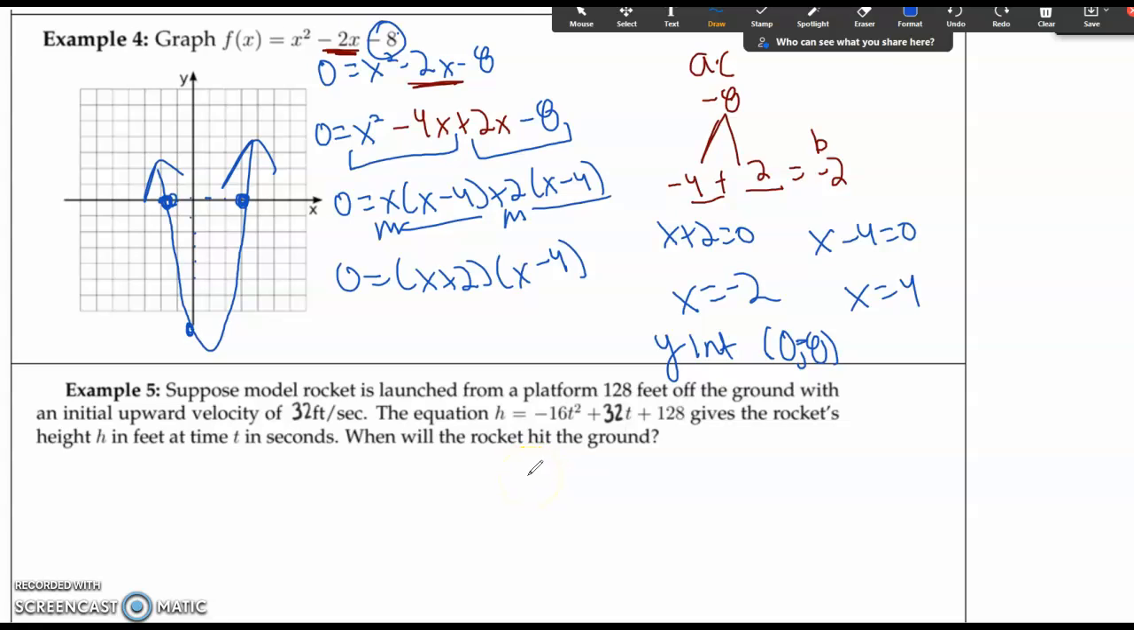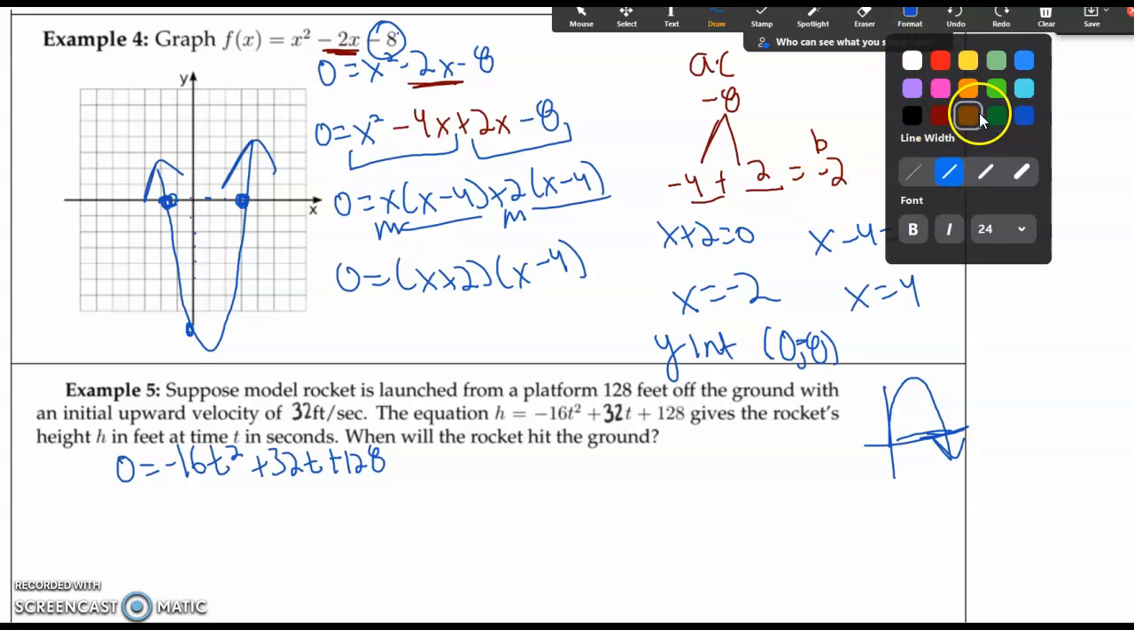This is a situation with the rocket where the height is given. It wants to know when the rocket will hit the ground. So when a rocket hits the ground, its height is 0. If we think of this graphically, it's like going up and coming back down. It also makes sense because we have a negative parabola. So I'm going to set my height equal to 0, and I'm trying to find out what time makes this 0.